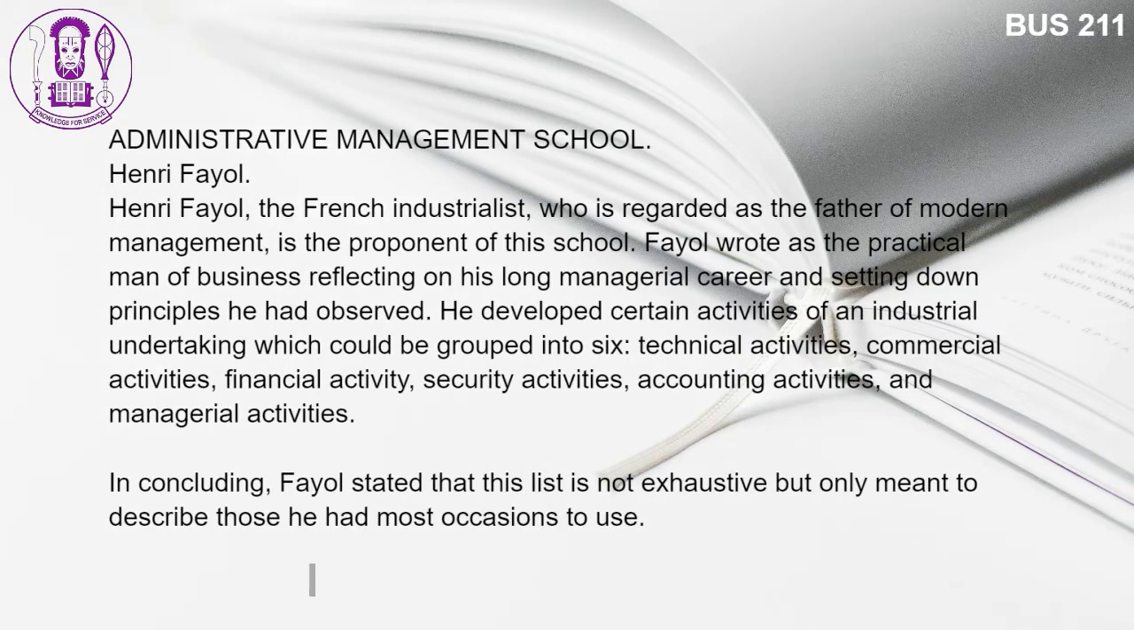Administrative Management School. Henri Fayol. Henri Fayol, the French industrialist, who is regarded as the father of modern management, is the proponent of this school. Fayol wrote as the practical man of business, reflecting on his long managerial career and setting down principles he had observed. He developed certain activities of an industrial undertaking which could be grouped into six: technical activities, commercial activities, financial activities, security activities, accounting activities, and managerial activities. In concluding, Fayol stated that this list is not exhaustive but only meant to describe those he had most occasions to use.